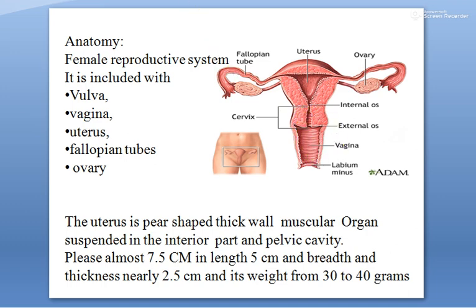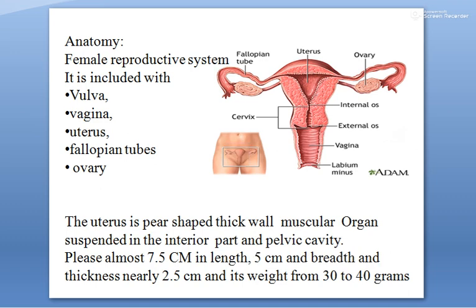The uterus is mainly a pear-shaped, thick-walled muscular organ suspended in the interior part of the pelvic cavity, as you can see in these pictures. It is almost 7.5 centimeters in length, 5 centimeters in breadth, and the thickness is nearly 2.5 centimeters, and its weight is almost 30 to 40 grams.